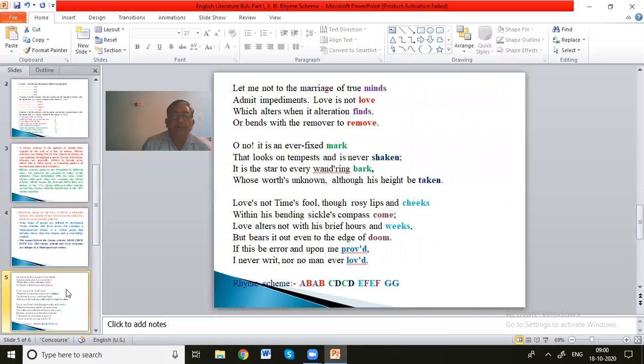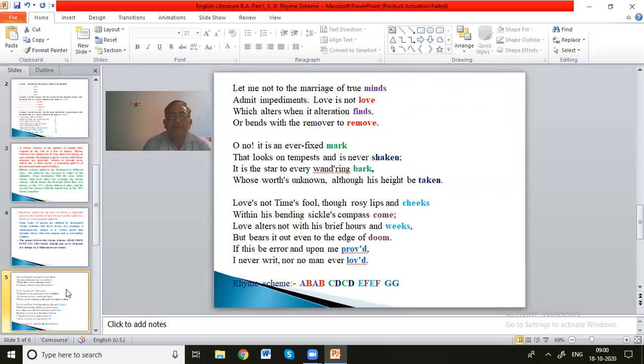Now let us take the example of a Shakespearean sonnet. I have given you the full poem so that you can understand what it means. This is sonnet number 116, entitled in some anthologies "True Love" and in some "The Marriage of True Minds." What the poet said: let me not to the marriage of true minds. Now see, the last word is minds.